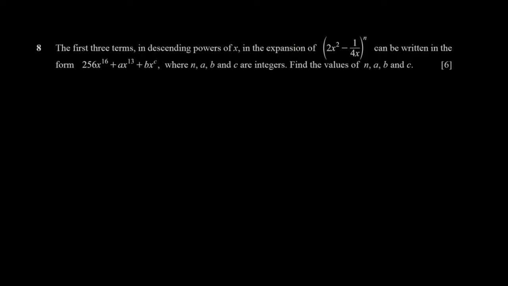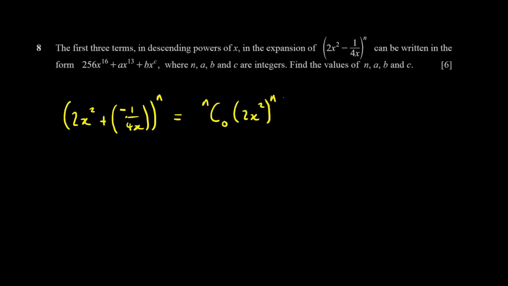So the first thing I think is we just want to expand the expression. So we've got 2x squared minus 1 upon 4x. So I'm going to write that as plus negative 1 upon 4x. I always think that's a helpful thing to do. All to the power of n. Let me just clarify that is a negative there, so it doesn't look like that. Now, if we expand this, what we're going to get is nC0, 2x squared to the power of n, and then negative 1 upon 4x to the power of 0.